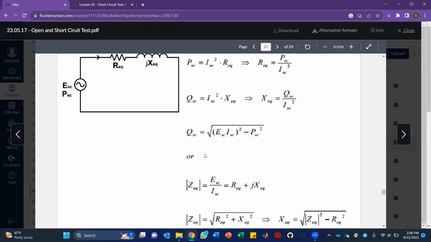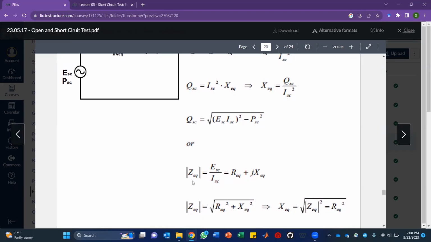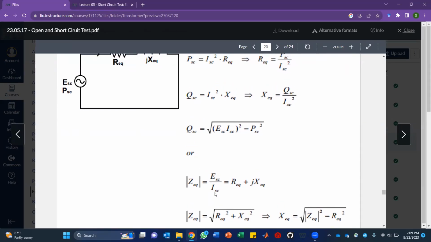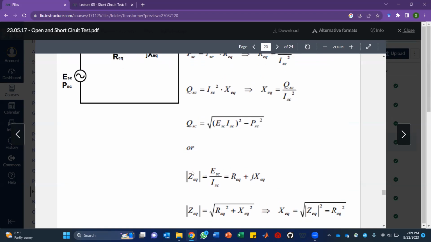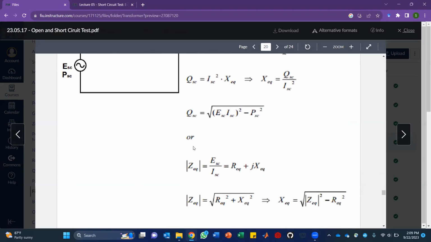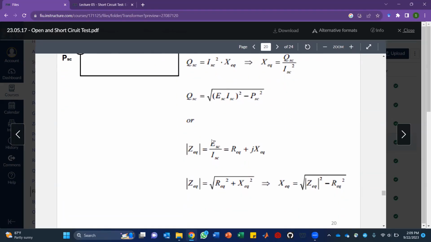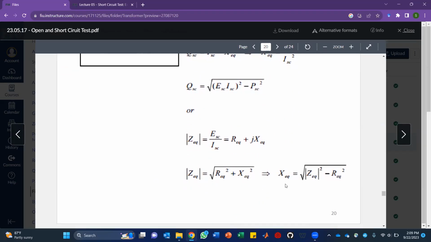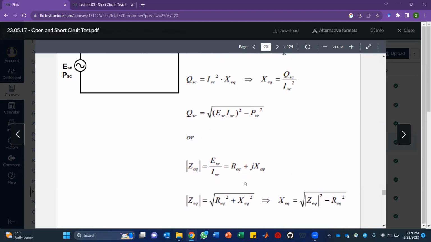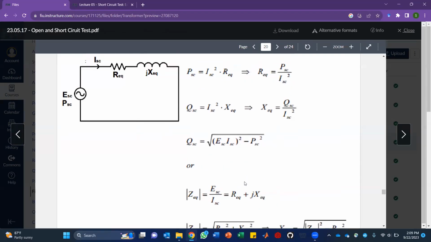There is another way we can calculate it, using the supply short circuit voltage and the I short circuit, the current circulating here. So we can get Z equivalent. We already know R equivalent, and now we know Z equivalent. From these two values, we can easily calculate X equivalent. So there are two ways to calculate, and I want you to use both of them.